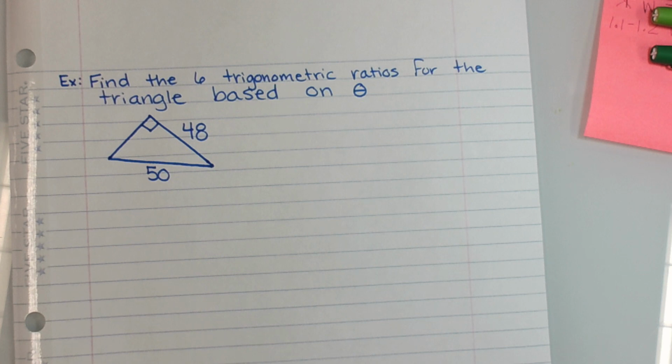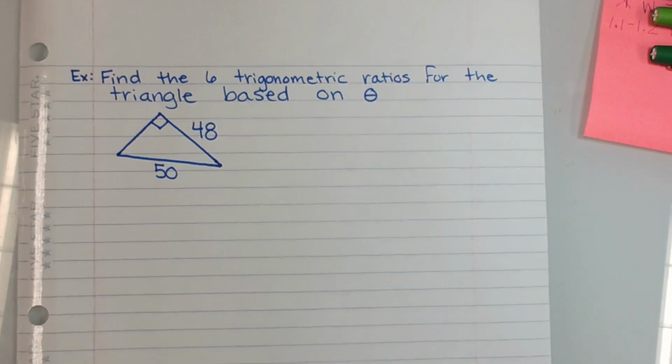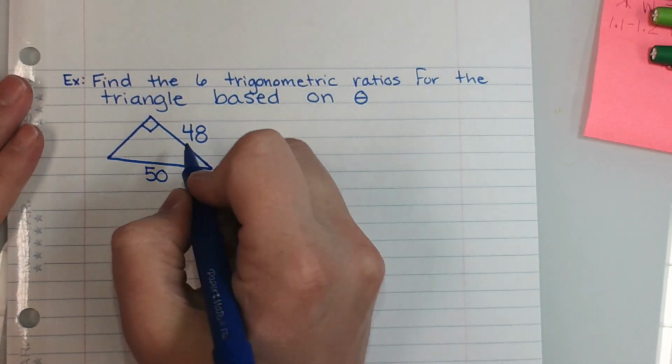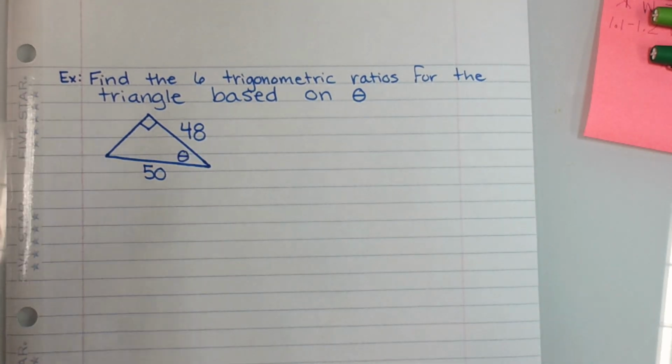for the triangle based on theta. Yes, it might say trig ratios. It might not always be theta. But it's going to tell you based on a specific angle, because if they don't tell you which angle to start with, then you got an issue. Now, speaking of issues, I didn't put theta in the triangle. I should probably do that.